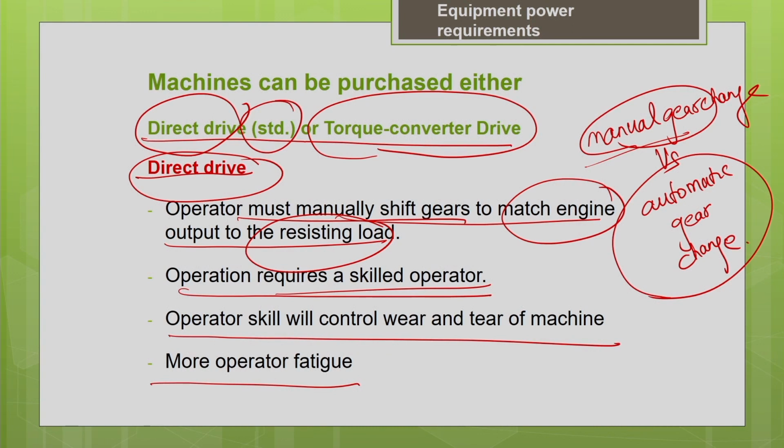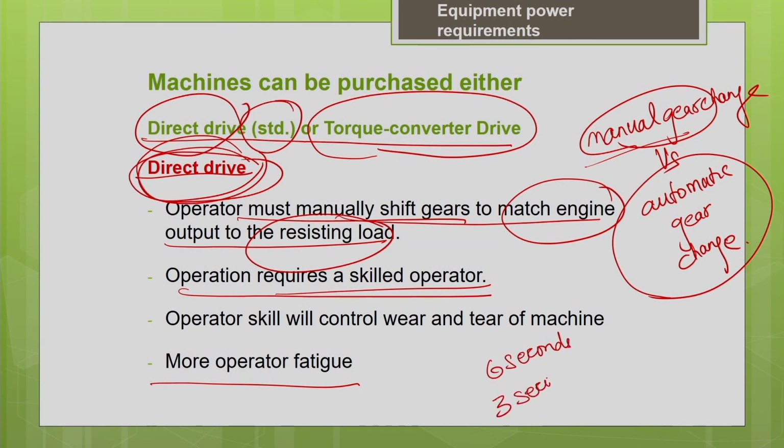If you look into the cycle time, if you are going to use equipment with a manual gear change, or direct drive transmission, it will affect the cycle time of your machine, because your man hour time will get affected. Say for example, for manual gear change, if the man hour time is 6 seconds, for an automatic gear change vehicle it may be lesser, say 3 seconds. I am just giving you some examples, it may not be right for all machines, but some approximate numbers.